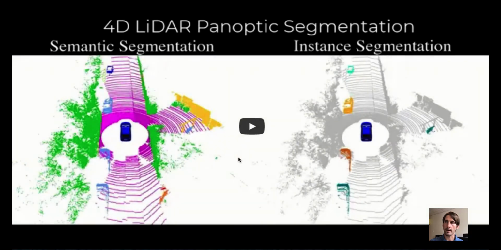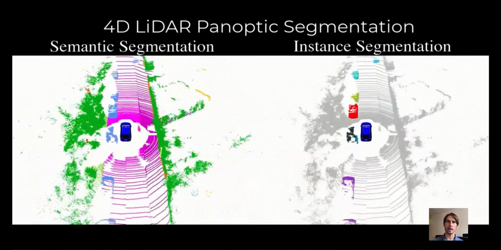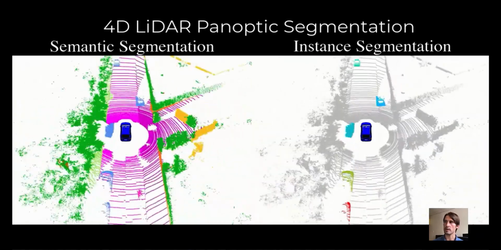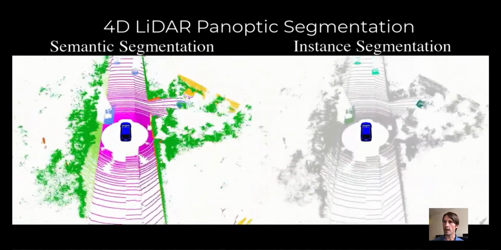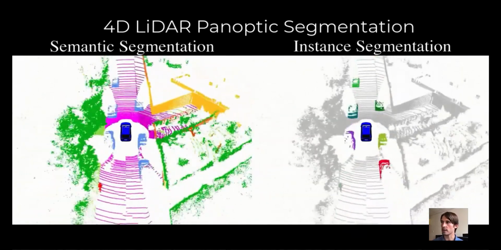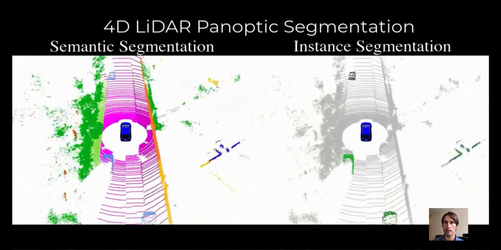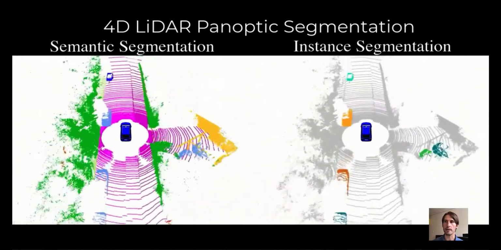And here I have a short video of our system. So here on the left you can see semantic segmentation results, and here on the right you can see instance segmentation and tracking. So on the left, color encodes the semantic class, and here on the right the color encodes the identity preserving instance ID in space and time.